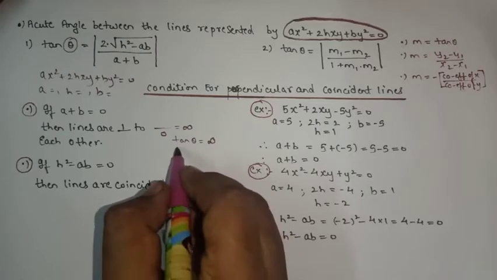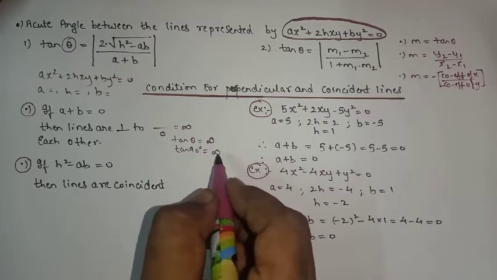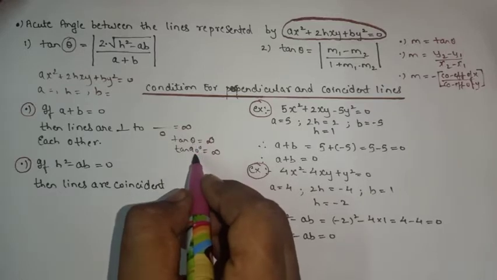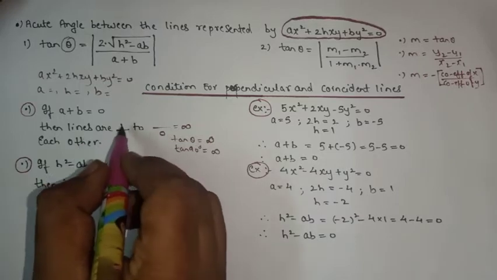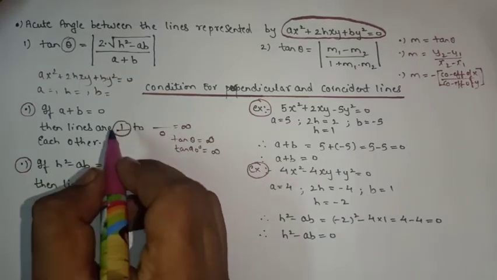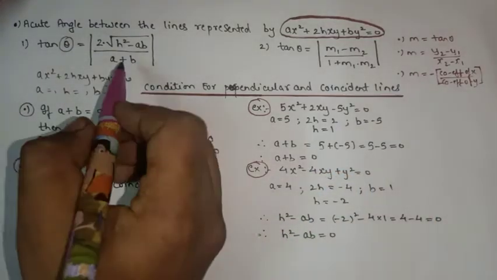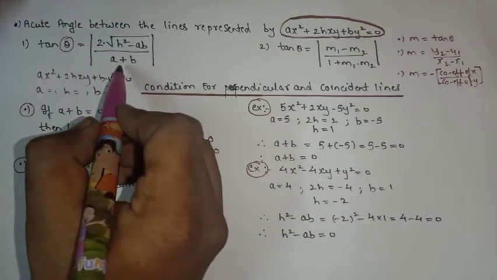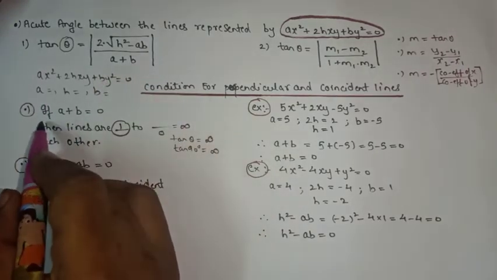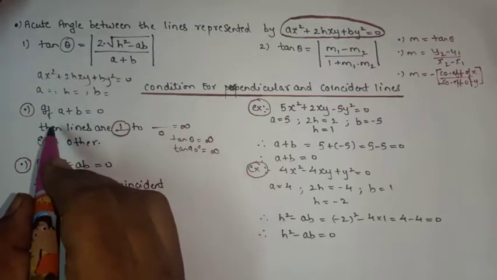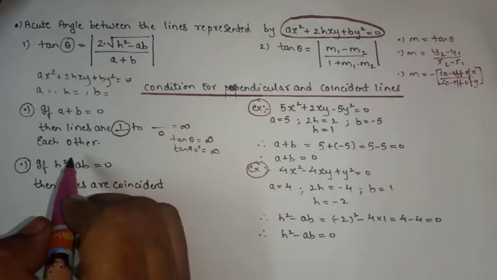from the table you can say that tan 90 answer is what? Not defined. So here can I say theta is what? 90. When theta is 90, okay, so the lines represent what? They are perpendicular lines, perpendicular to each other. So remember this in simple language: if you substitute the value of a and b, and if you get a plus b is equals to 0, then the lines are perpendicular to each other.